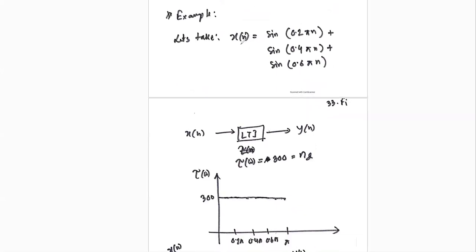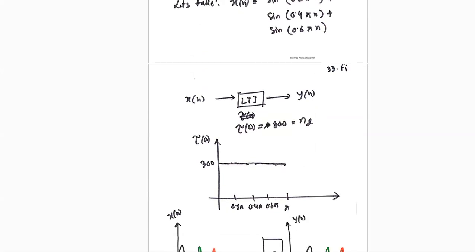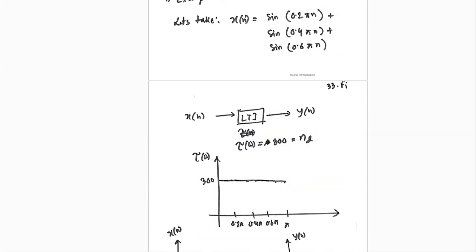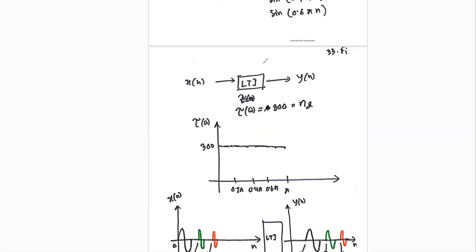You have your xn, a signal like sine 0.2 pi n plus sine 0.4 pi n plus sine 0.6 pi n. So you have a signal where three sinusoids combined represent your xn. Now let's say you have an LTI system, where this LTI system is a FIR system. So this is an FIR system. What does it mean?